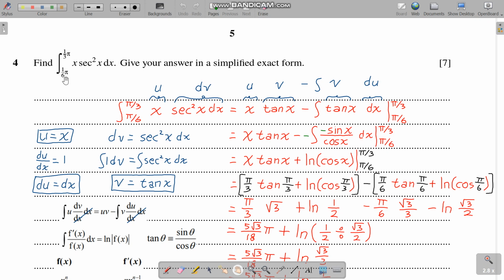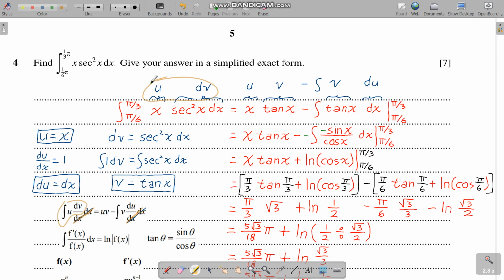Find the integral from pi over 6 to pi over 3 of x secant squared x dx, exact form. Since we have a multiplication, we have to use the integration by parts formula in the MF19. In the simpler form, just cancel out the dx. This is integral u dv.